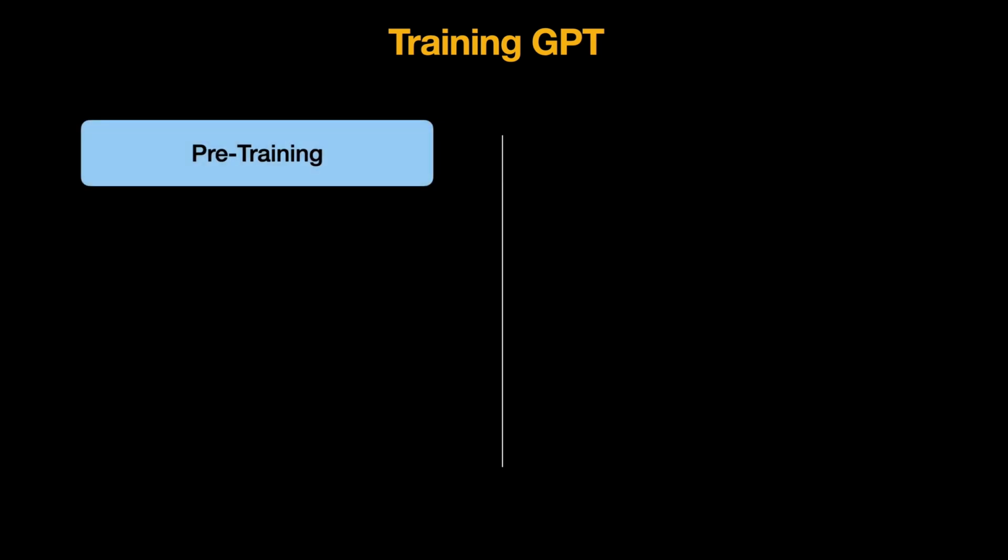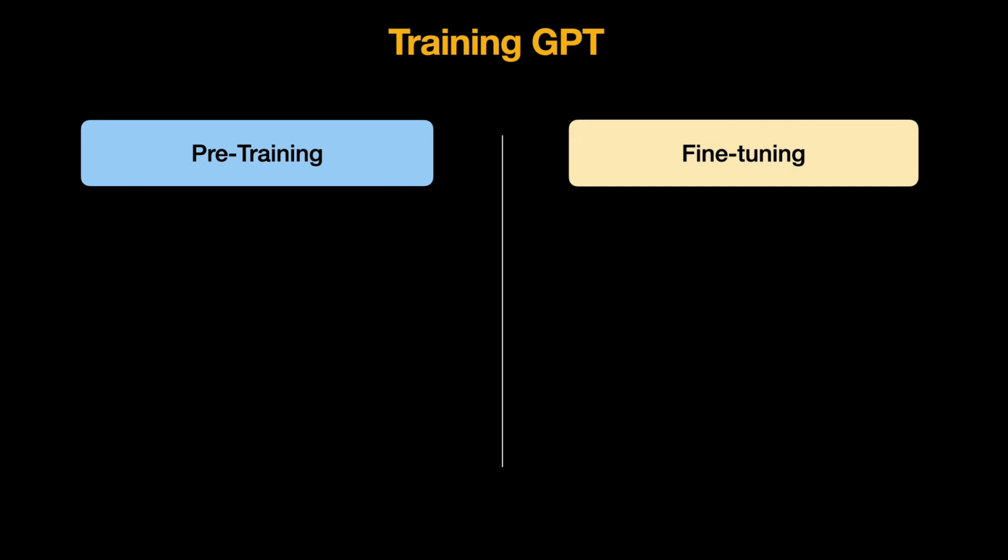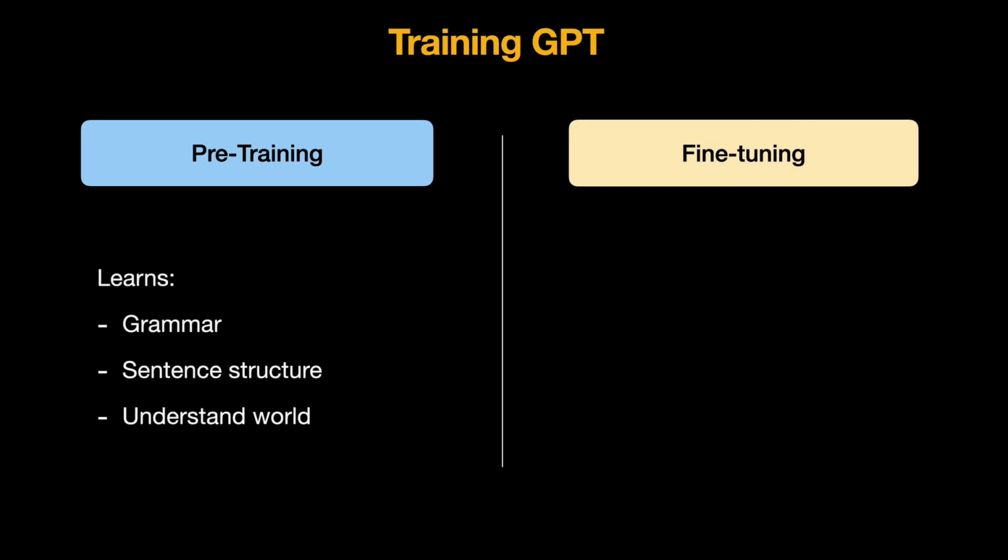GPT is trained in 2 phases. One is the pre-training phase and the other is the fine-tuning phase. In the pre-training phase, the model develops a general understanding of both language and the world. It learns grammar, sentence structure, and builds associations across a wide variety of topics. For example, if you train GPT on data about India, the model will learn facts about India's geography, culture, historical sites, cities, etc. Similarly, if you train it on math problems, the model will begin to understand mathematical concepts and how to solve basic equations.